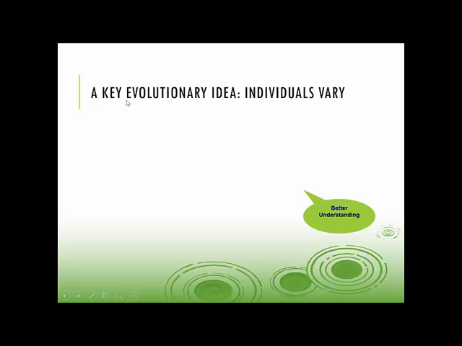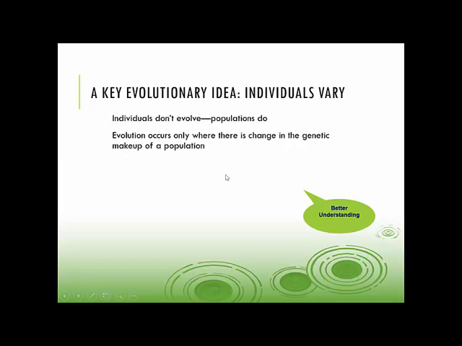So, a key evolutionary idea is that individuals, in fact, vary. Individuals don't evolve. Populations evolve. Not involve, evolve. Let's try that again. Evolution occurs where there is a change in the genetic makeup of a population.